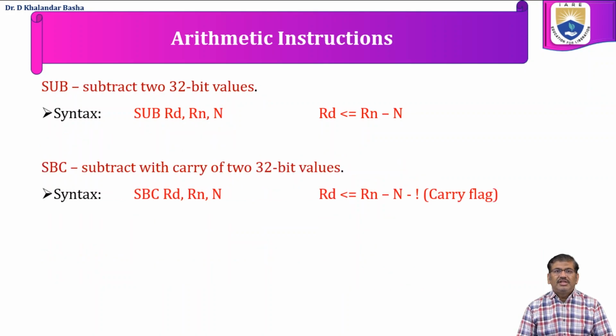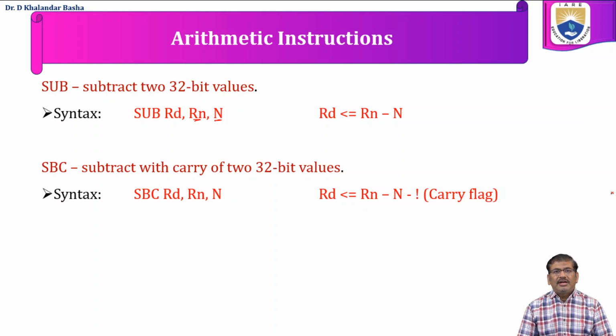Next instruction is the SUB instruction. This subtracts two 32-bit values. The syntax of this instruction is SUB, RD, Rn and N. Here N is subtracted from the Rn register and the result will be stored in the RD register.